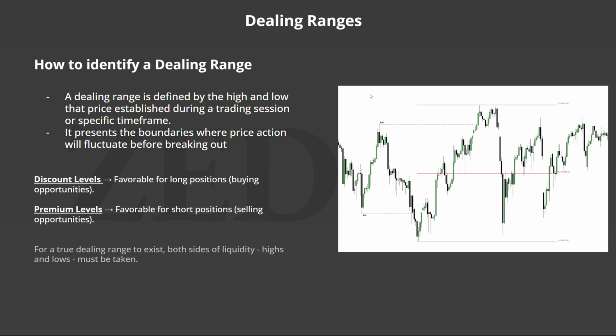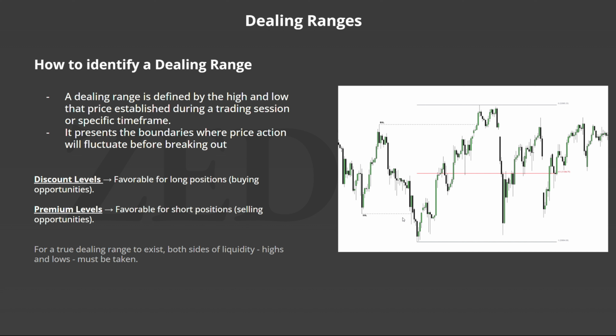And note this down, for a true dealing range to exist, both sides of liquidity, highs and lows, must be taken. Notice in this image, we have this buy side liquidity and we have the sell side liquidity, the high and the low.